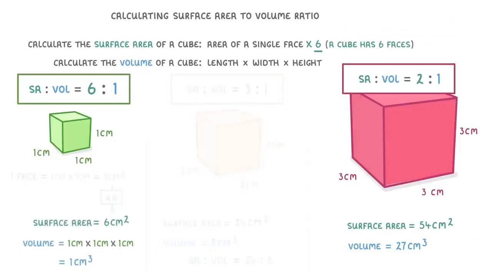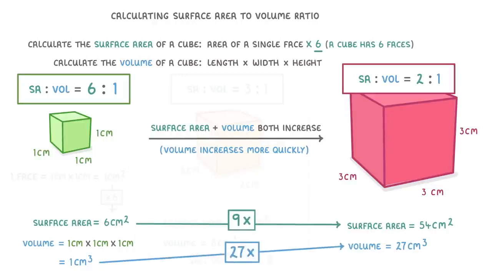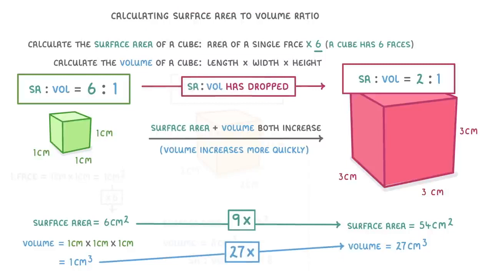So if we now compare the smallest and biggest cubes, we can see that as the cubes get larger, their surface area and their volume both increase. But importantly, their volume increases much more quickly. For example, the surface area only gets 9 times larger here, but the volume gets 27 times larger. And this is why the surface area to volume ratio has dropped from 6 to 1 to 2 to 1.